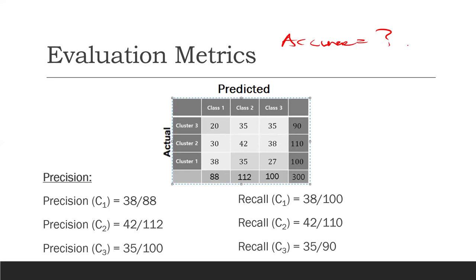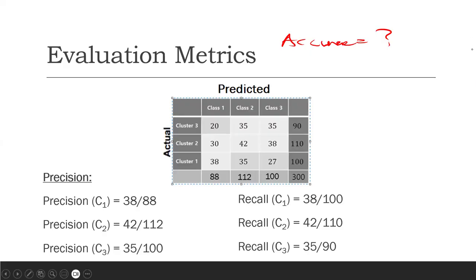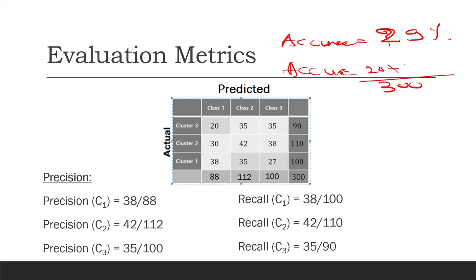Tell me the accuracy. Someone says 29%. Is there any other answer? Okay, someone says 29%. What about others? So accuracy: tell me how you can calculate it. Correctly predicted 20 plus correctly predicted 20 plus 42 over 300.